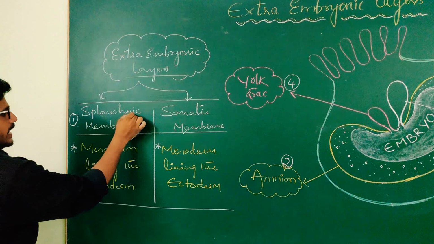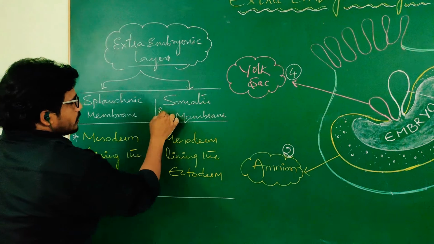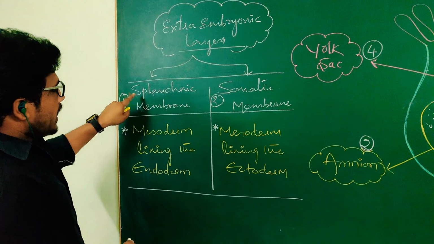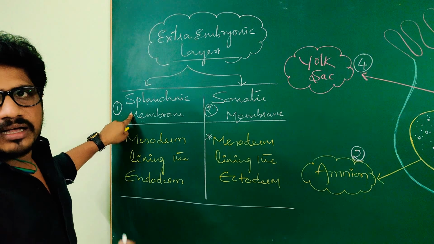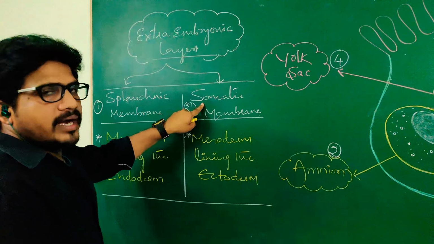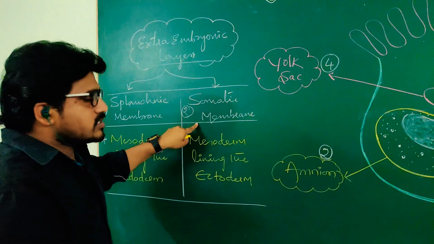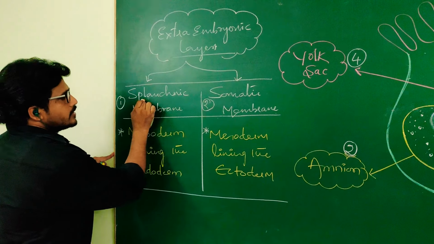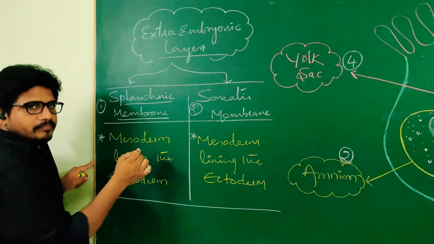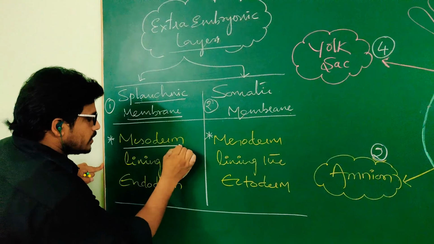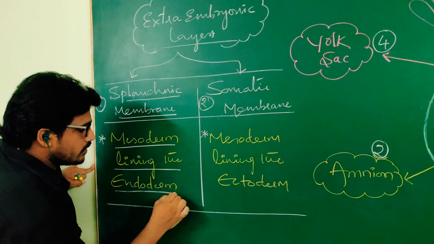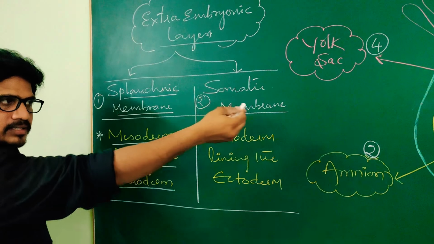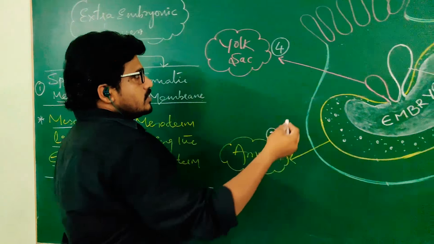Number one is the splanchnic membrane type. Number two is the somatic membrane type. Both involve mesoderm, so we can call them splanchnic mesodermal extra embryonic layers and somatic mesodermal extra embryonic layers. See, focus on the first one. Splanchnic mesodermal membrane means what? Mesoderm is lining the endoderm. Here you cannot understand, so let me explain this in the given diagram.